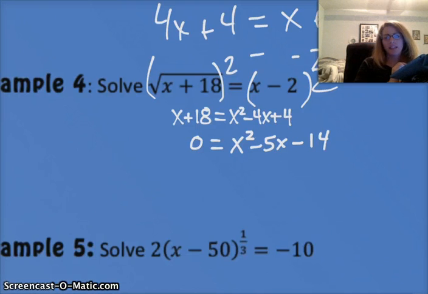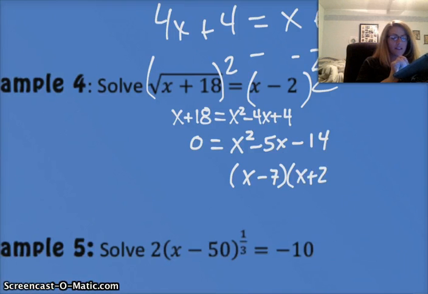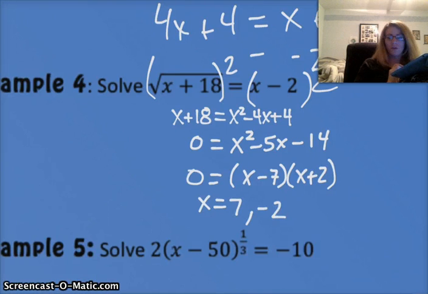And then we need to see if we can factor this. Conveniently, x minus 7 and x plus 2 factors into this, equals 0. So x equals 7 or negative 2. And you just want to double check, make sure, plug those both back in. Is 7 plus 18 negative? Nope. Is negative 2 plus 18 negative? Nope. Okay, both of those answers can work.